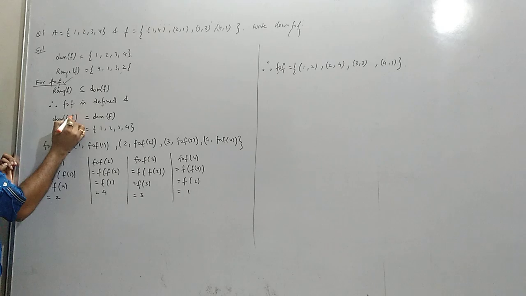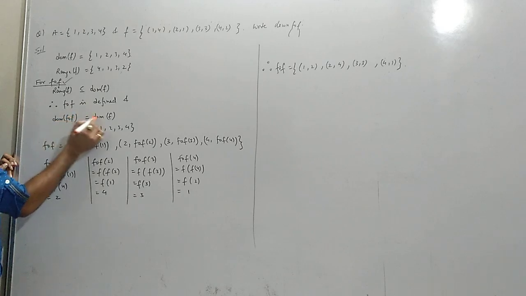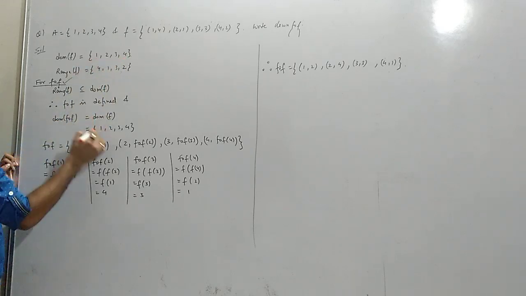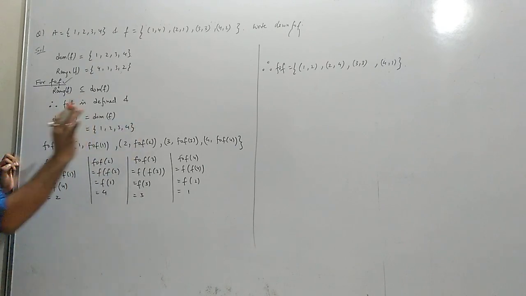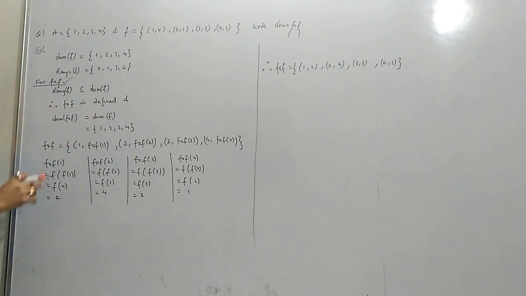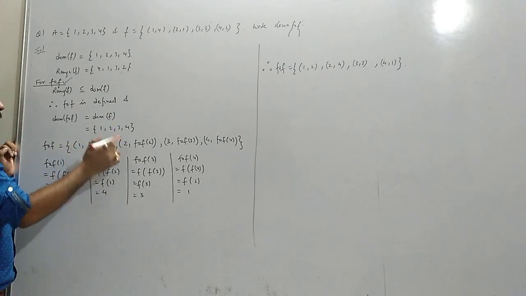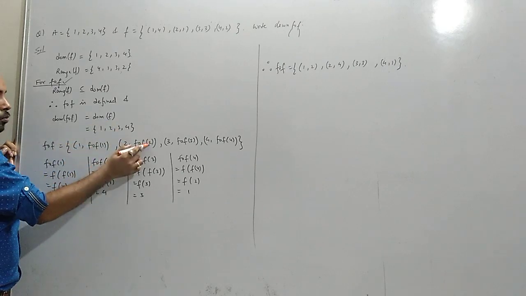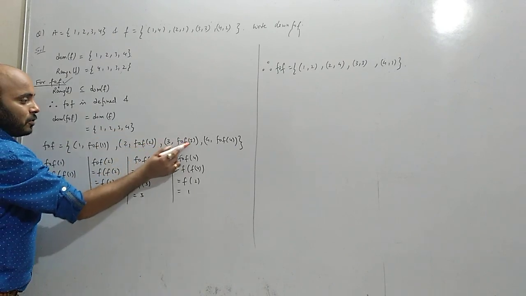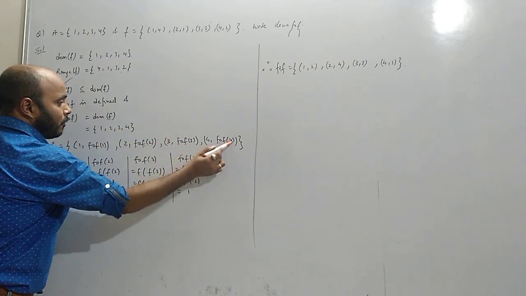It is equal to the domain of the last. What is the last here? f. What is the domain of f? 1, 2, 3, 4. So the domain of f of f we got. Now, how will f of f look? Under f of f, we will have ordered pairs of the form x comma f of f of x. Domain is 1, comma f of f of 1. Then next domain 2, comma f of f of 2. Next domain 3, f of f of 3. Next domain 4, f of f of 4.